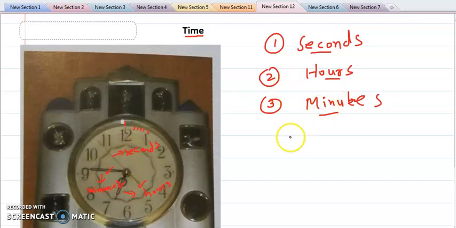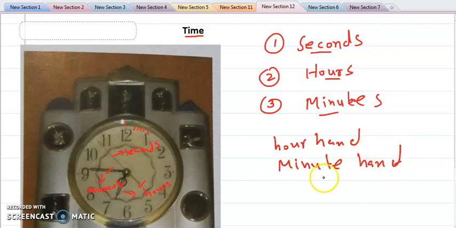We call them hour hand, minute hand, and second hand. Like right now, you can see here the hour hand is almost near to 7. The minute hand is on 9, and the second hand is near to 11. So this is what we have for today's lesson.